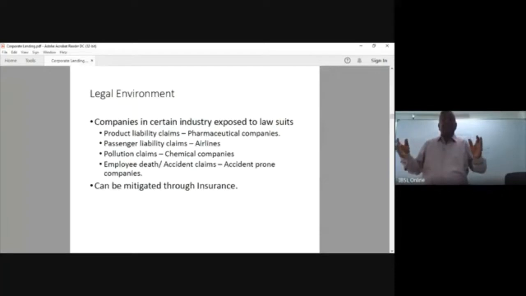In the legal environment, companies in certain industries are exposed to lawsuits. Yes, in certain industries there can be legal cases, lawsuits. People can file cases against those companies. One is product liability claims, especially in the case of pharmaceutical companies. Certain products may be of low standard or not acceptable, so people can file cases.